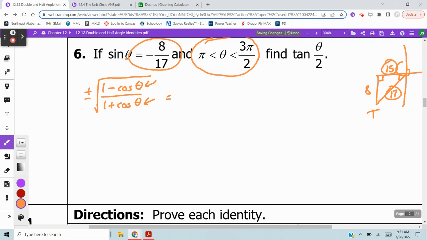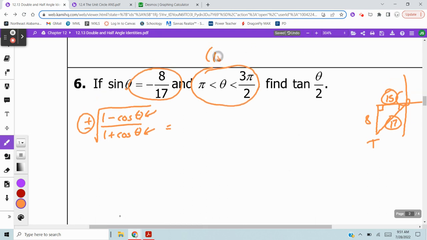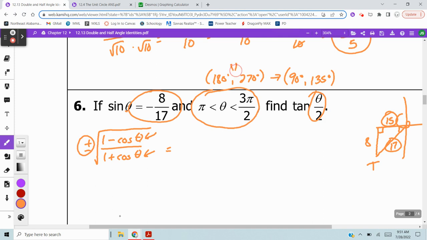Before we do, though, let's try to determine whether we need to keep this plus sign or this minus sign. Since we're in the third quadrant, I like to do it like this. We're between 180 and 270 degrees. If we're looking for the tangent of half that angle, let's see where half that angle falls. Half of 180 would be 90, half of 270 would be 135. So we started out in the third quadrant, but when we halve those angles, now we're somewhere between 90 and 135, which is actually in the second quadrant.